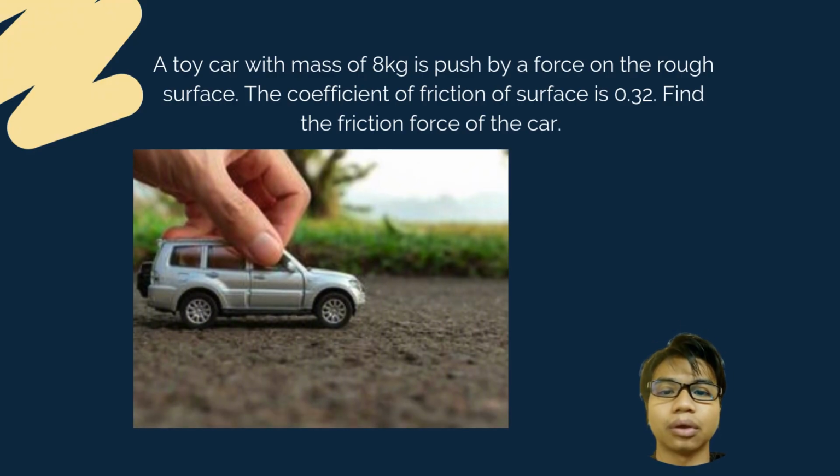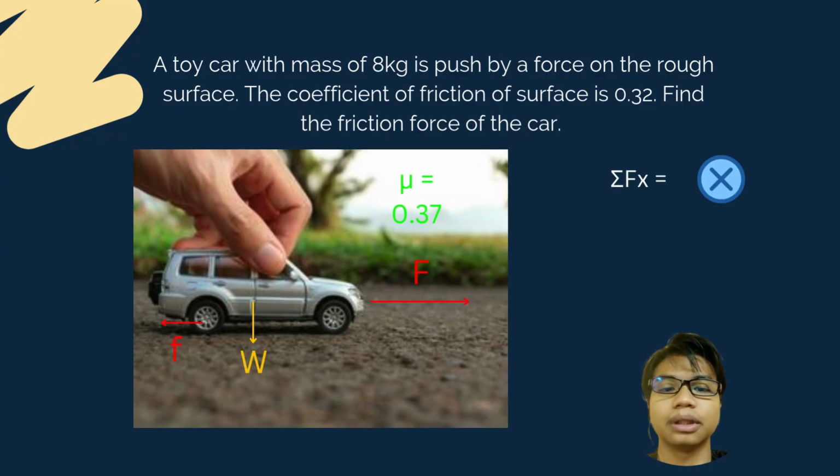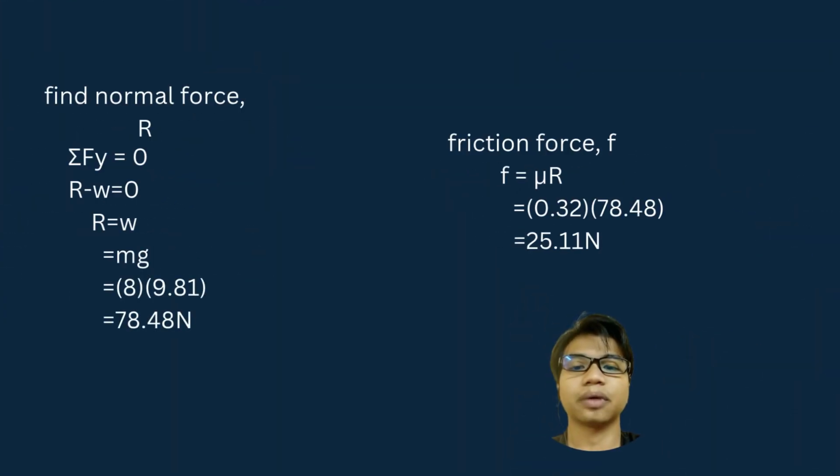In this question, a toy car with a mass of 8 kg is pushed by a force on a rough surface. The coefficient of friction of the surface is 0.32. Find the friction force of the car. For this question, I suggest we not use the summation of Fx equal to ma because we are not given the acceleration of the toy car, and I also suggest that we not use the summation of Fx equal to 0 because we are not given the value of the motion force.